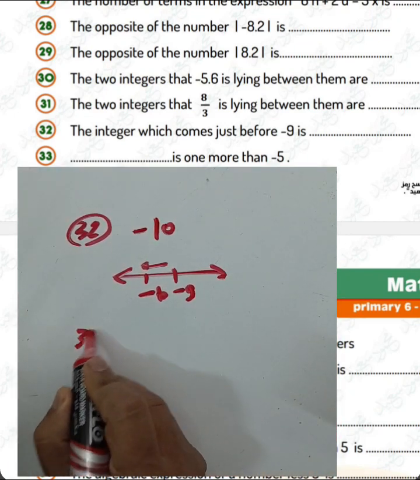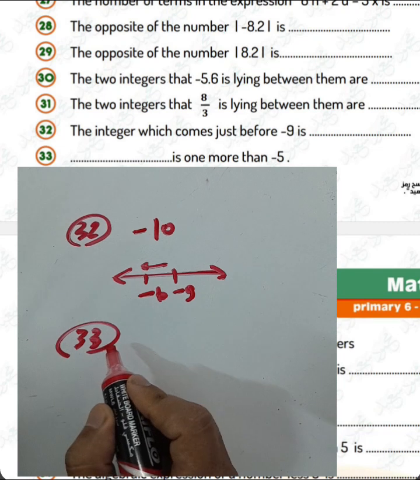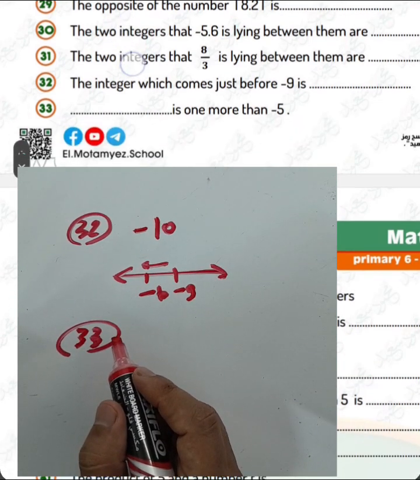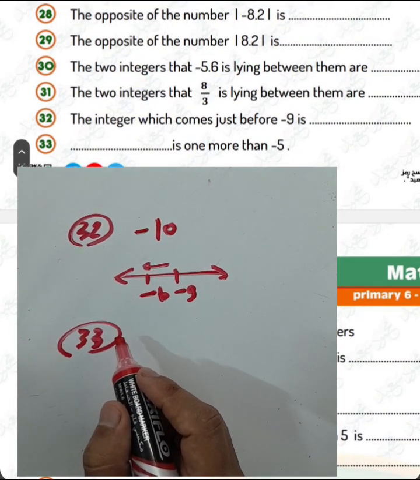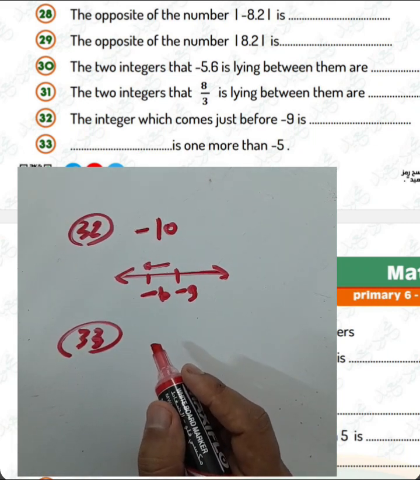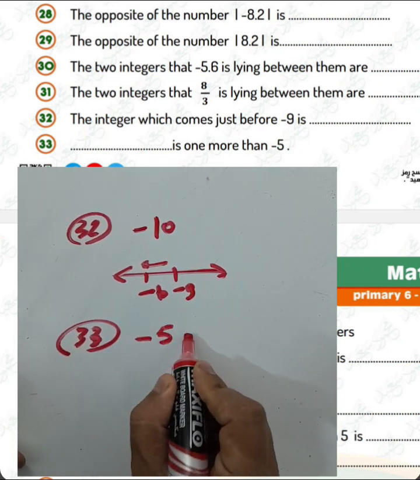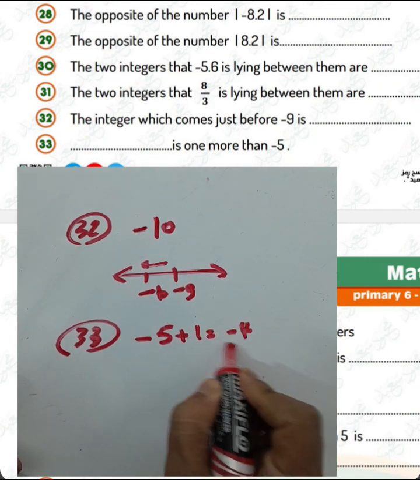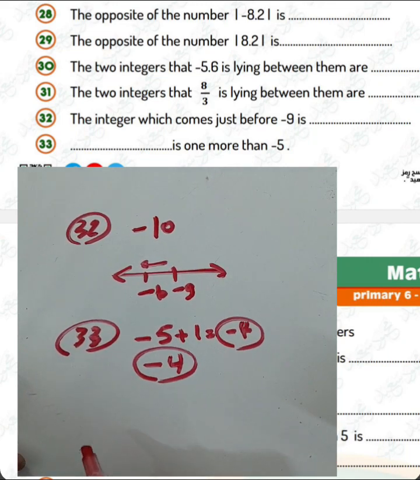Question 33. Space is 1 more than negative 5. 1 more than negative 5, it means add 1 to negative 5. Negative 5 plus 1, it will be negative 4. The result will be negative 4.